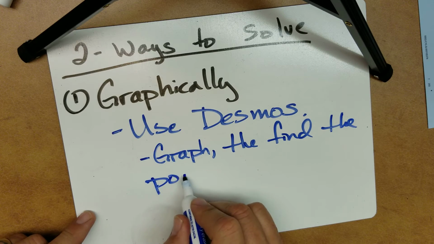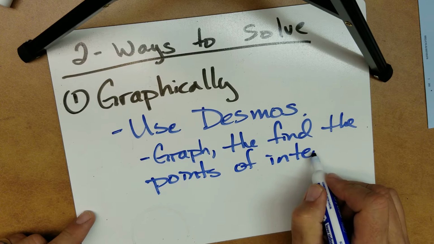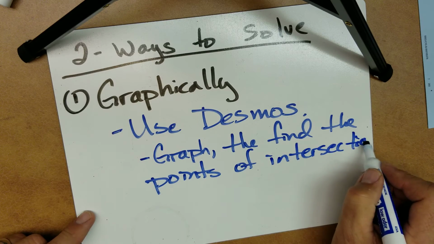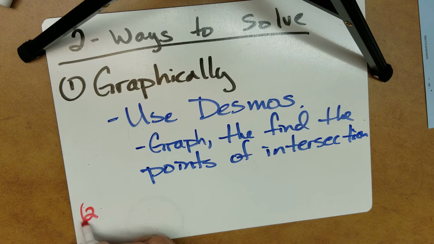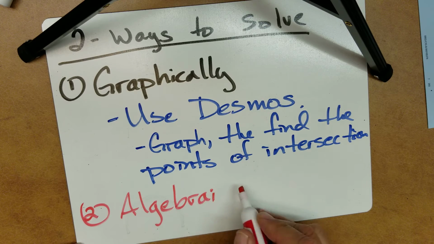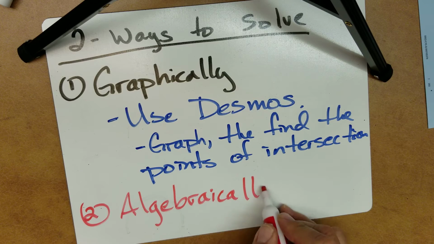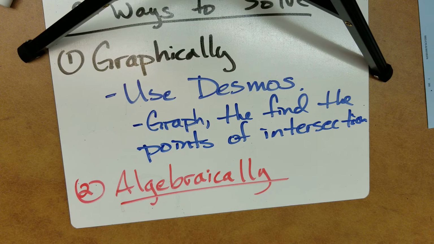And that is going to be your solution of intersection. So that's what we're doing today. Today's kind of easy, not that hard. Tomorrow gets a little bit more complex because we can also do this algebraically. And when we say algebraically, we're talking about using algebra. And that's when it starts getting a little more complicated.